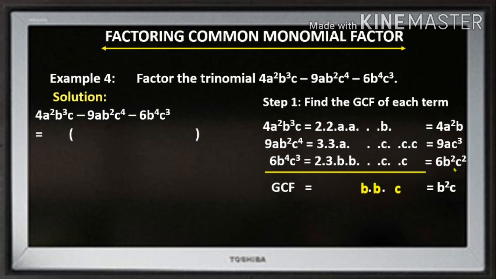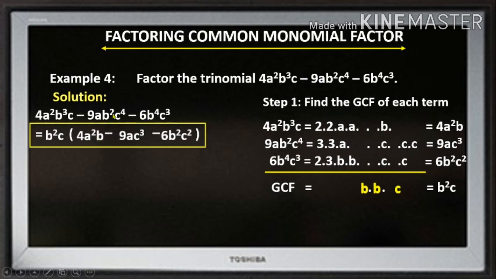Okay. Now, b squared c is our common factor. Then we copy 4a squared b. Then the operation is minus, then copy the product of the remaining factors of the second term, and again the operation is minus and copy this one. Okay, so the polynomial is factored completely by b squared c multiplied by 4a squared b minus 9ac cubed minus 6b squared c squared. Okay, so that's how we solve example number 2.